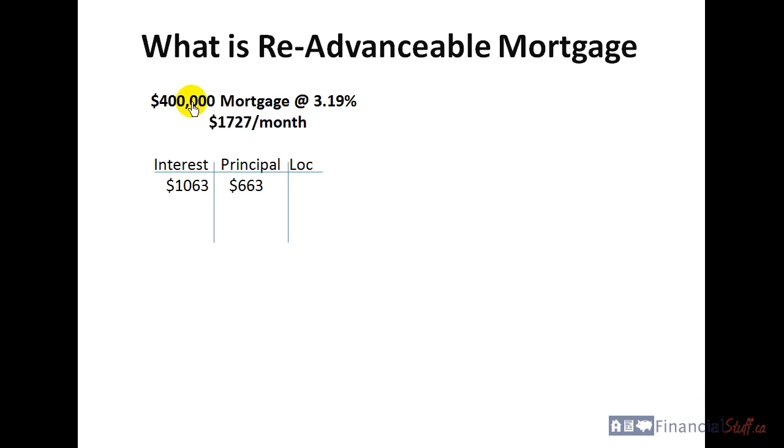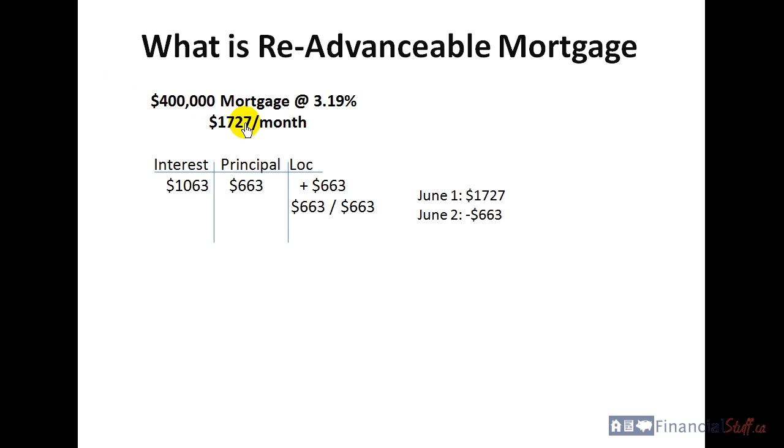We have a $400,000 mortgage at 3.19%. You pay $1,727 a month. The interest on that mortgage is $1,063. The principal portion is $663. So whenever this person would pay down the mortgage by $663, a line of credit would be issued for the same amount.